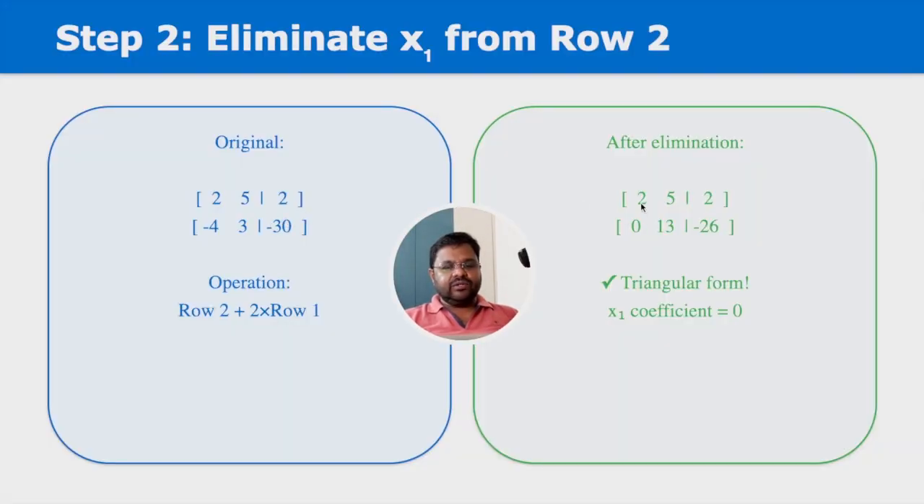So here it is 0. That means it is triangular. Or otherwise, in the triangular system, the coefficient of x1 is what? 0. So it is easy to solve it.